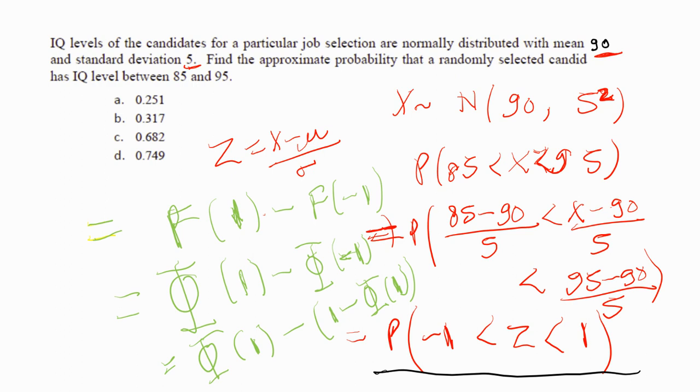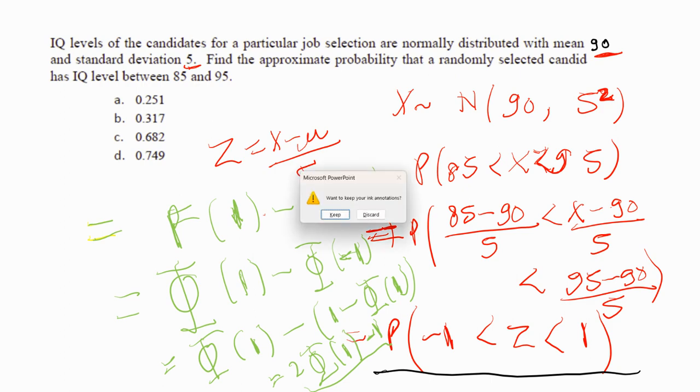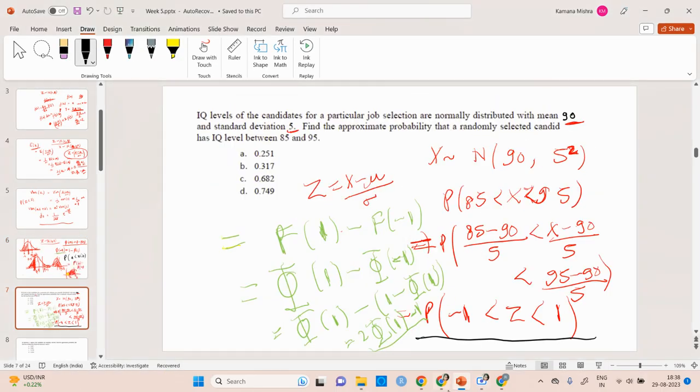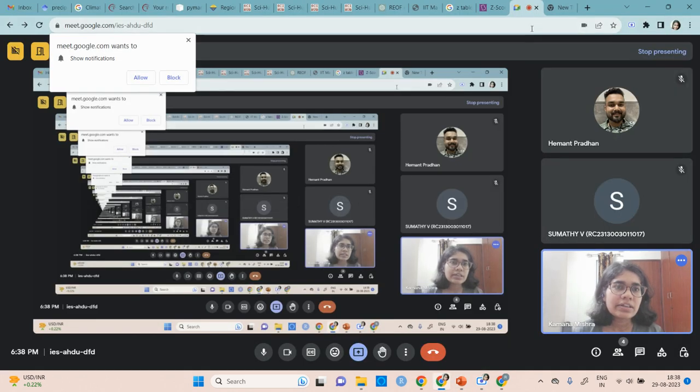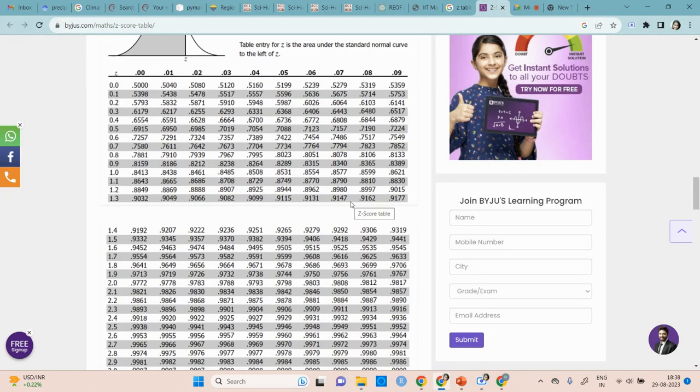So this will be positive. So ultimately you will have 2 times phi 1 minus 1. Now we want to find phi 1. Phi 1 means z at 1. So this is how you will see the table. So this is the z table. You can get it from anywhere.